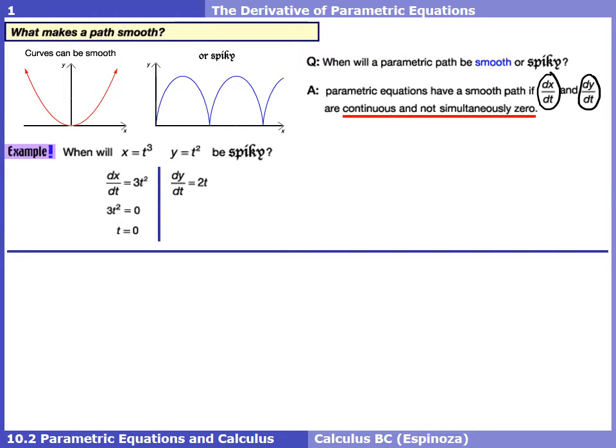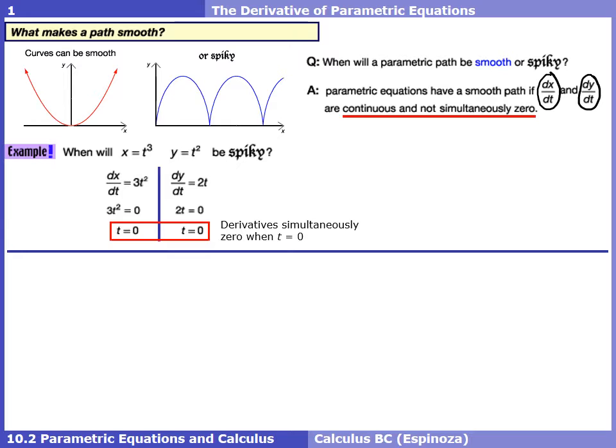We need to figure out if both of these derivatives are simultaneously zero. So we need to set both of them equal to 0. 3t squared equals 0, of course we get t equals 0. 2t equals 0, we also get t equals 0. So based on these conditions up here, we can't have simultaneous zeros for dx/dt and dy/dt. As it turns out, we're getting a derivative simultaneously being 0 at t equals 0. So what that's telling us is that we're going to have some sort of sharp corner, spike, cusp, however you want to refer to it, at t equals 0.